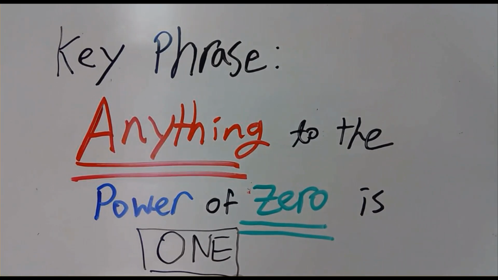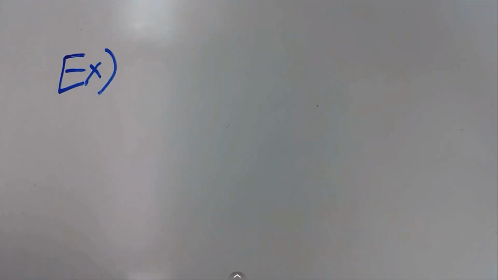So today we are going to be learning about why anything to the power of 0 is 1. So obviously the key phrase for today is that anything to the power of 0 is 1. Really, if you are going to remember anything from this lesson, it is the fact that literally any number to the power of 0 is equal to 1. So what do I mean by anything to the power of 0 is equal to 1? I'm going to show you what I mean.